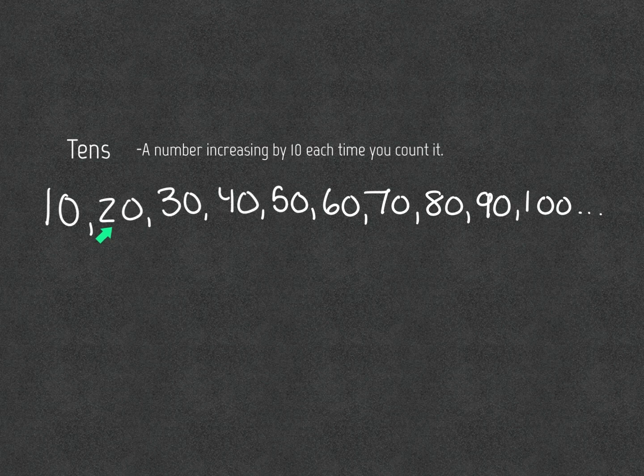10, 20, 30, 40, 50, 60, 70, 80, 90, 100. And the trick I like to think of is 1, 2, 3, 4, 5, 6, 7, 8, 9, 10. When you count by tens, you just always add a 0 at the end.